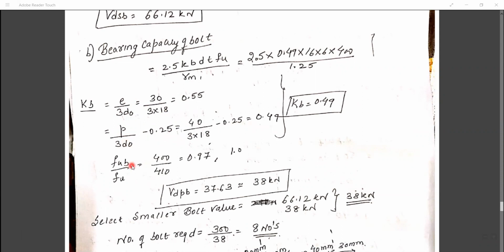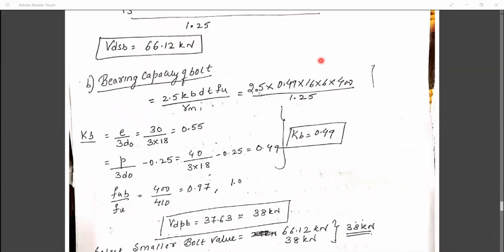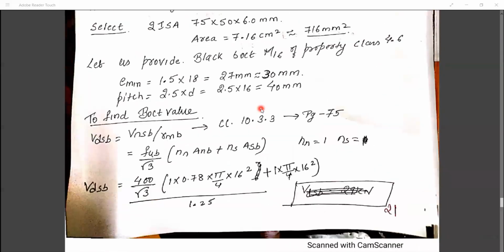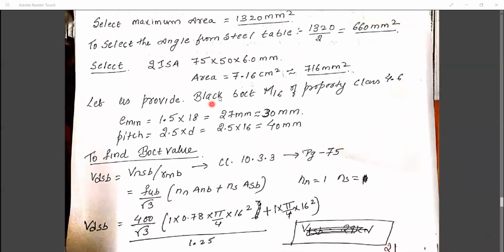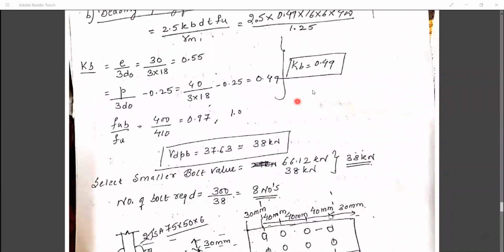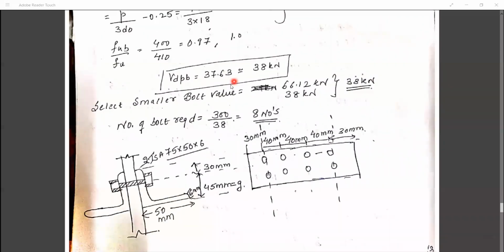So that is nothing but 0.49 FUB by FU 1. Then if you select in this, kb is equal to the smaller value, 0.49. Just substitute here. Thickness is 6 mm. This we have got already from steel tables. From steel table we have already taken the section 75 into 50 into 6. So your thickness is 6 mm. So divided by 1.25, we'll get VDPB here.